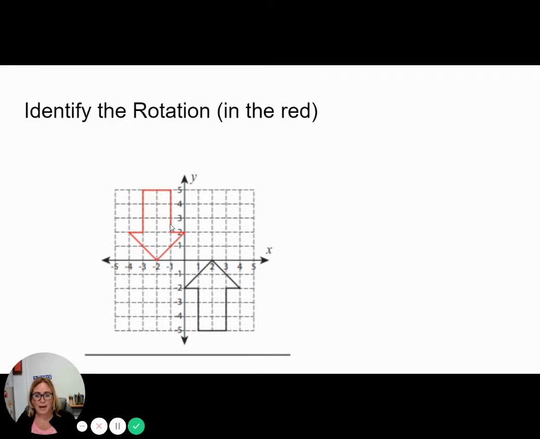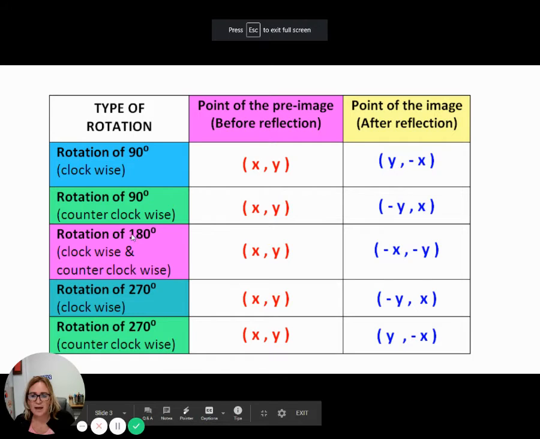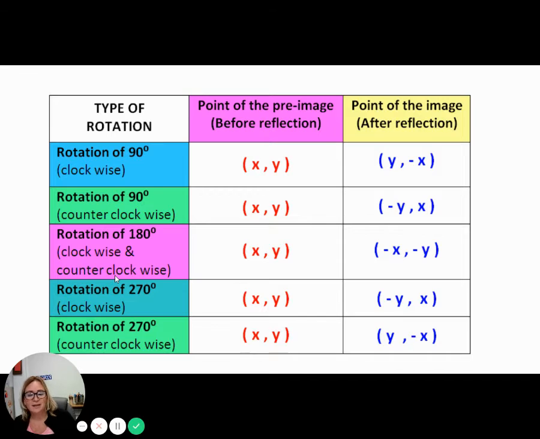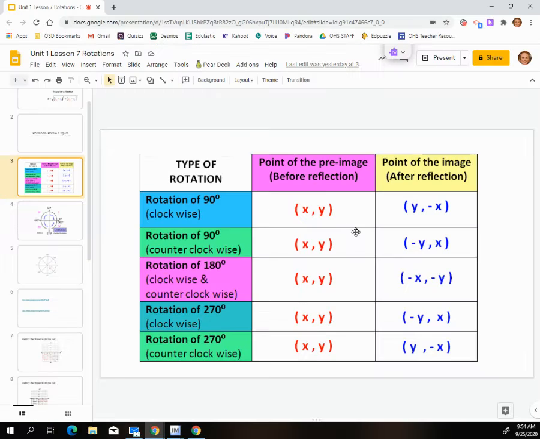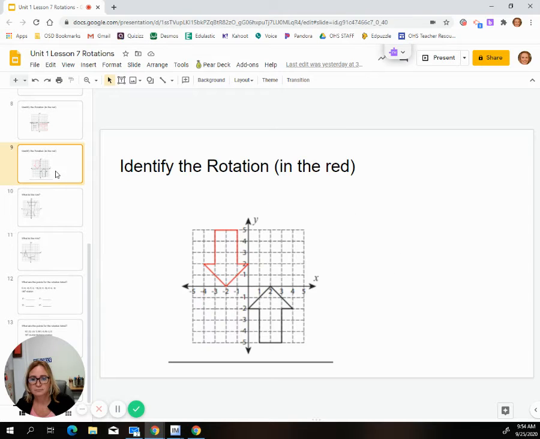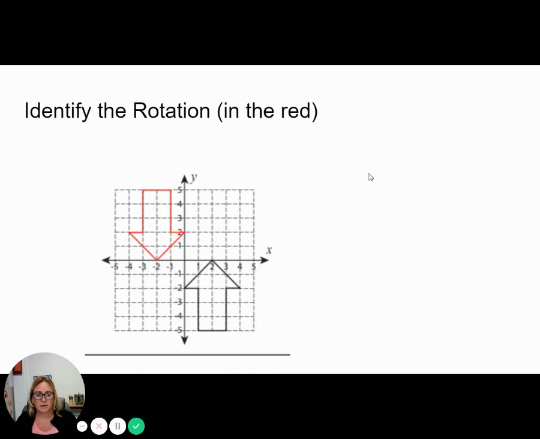So if you refer back to our formula sheet, notice it says that 180 degrees is the same for both clockwise or counterclockwise, okay? So it doesn't matter if it's clockwise or counterclockwise. You can call it either way. You just know that it's 180 degree movement, rotation, okay? So this would be 180 degrees clockwise or 180 degrees counterclockwise, and both would be correct answers.